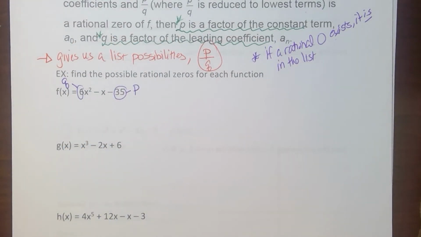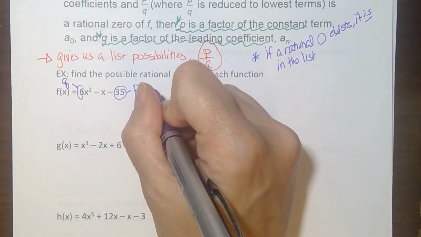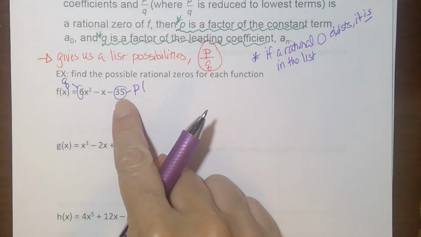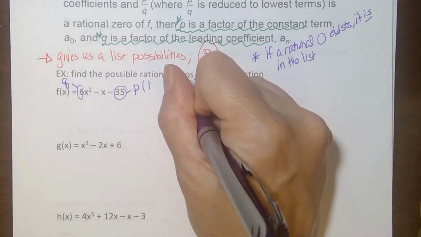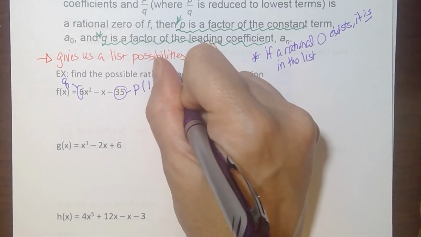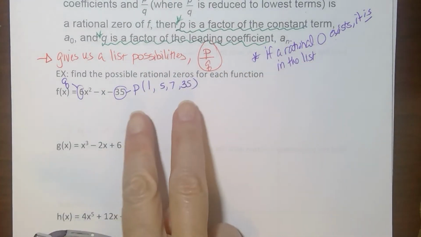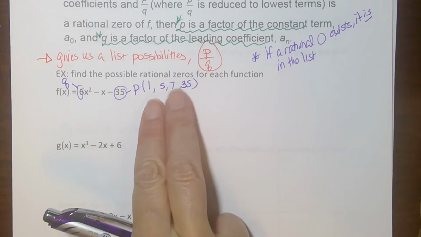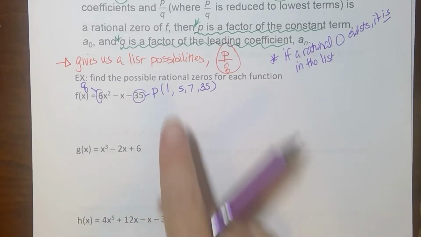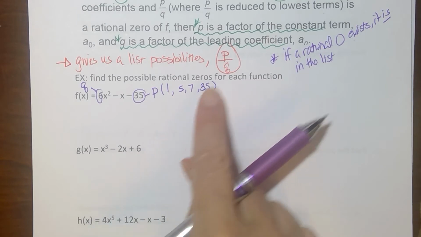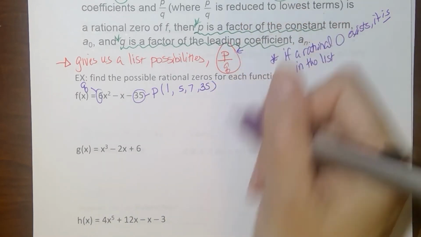I need to look at the factors for these values. My factors for P, my factors for 35. Well, 35 is either 1 times 35 or 5 times 7. Notice how I think about pairing those up. 1 and 35 or 5 times 7, I meet in the middle. Those are my possible values in the numerator, P.